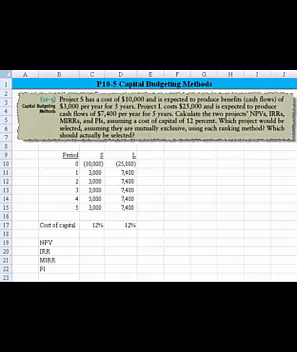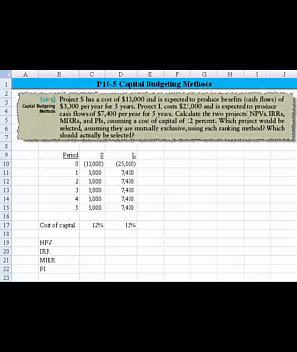Okay, Project S has a cost of $10,000 and it's expected to produce the benefits of $3,000 per year for 5 years, while Project L will cost $25,000 and it's expected to produce cash flows of $7,400 for 5 years. And we're asked to calculate the NPV, the IRR, the MIRR, and the profitability index, or PI, assuming that the company has a cost of capital of 12%. And then we're asked which project would be selected, assuming they are mutually exclusive using the ranking methods.